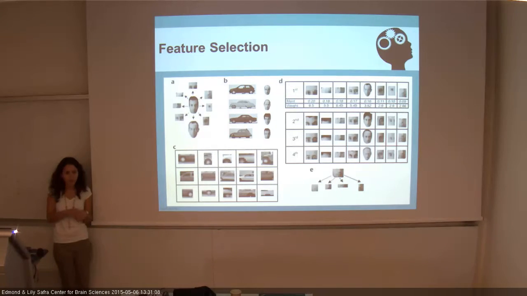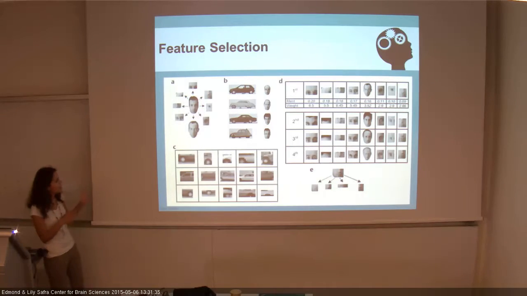They took random patches of random sizes, about 10,000 different features, just randomly selected. And for each feature they asked what is the mutual information between this feature and the class that I'm trying to recognize. They did it both for cars and for faces. So taking different features, they rank them according to the highest mutual information down to the lowest. So this is an example here in A.